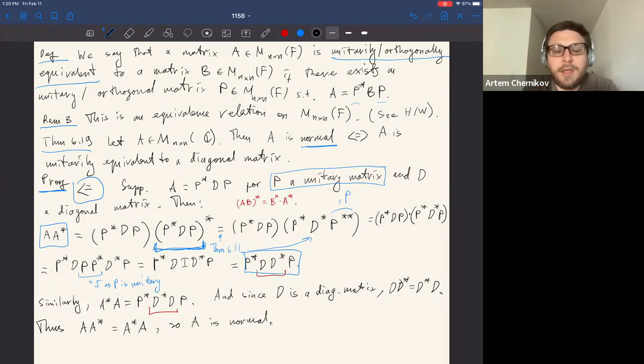Okay, so this shows one implication. Now we have to prove the opposite implication. Let me pause for a second if you have any questions. Okay, if not, let's do the opposite implication.